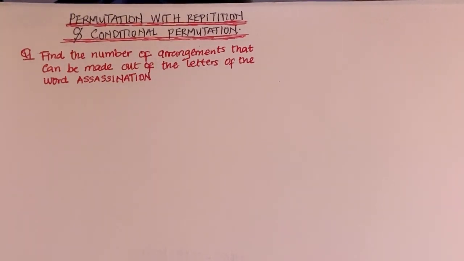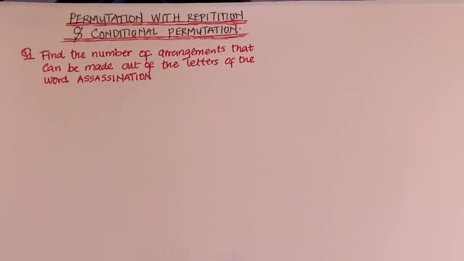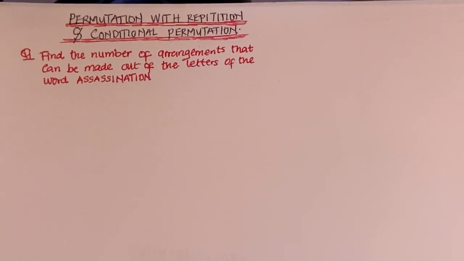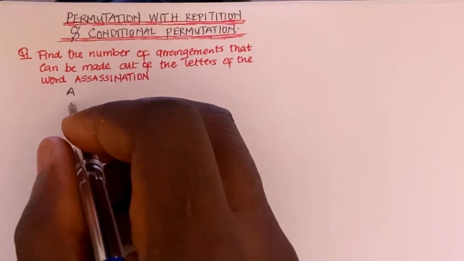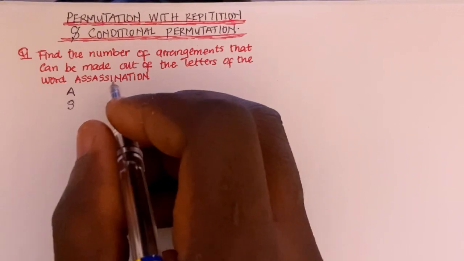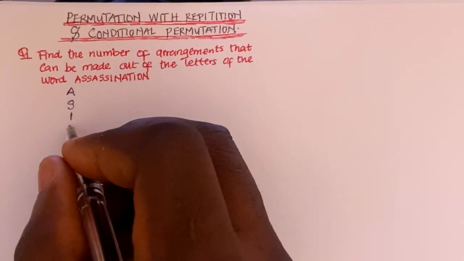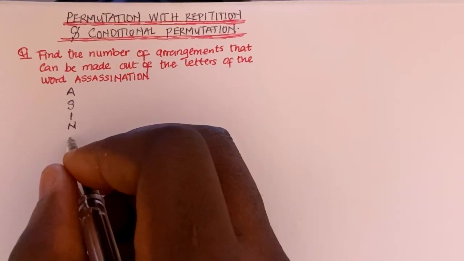Now, the first question I'm having here is: find the number of arrangements that can be made out of the letters of the word assassination. Assassination is a word that contains different letters in it. But if you look at the word assassination very well, how many distinct letters do we have there? We have A, X, S, I, N, and T.